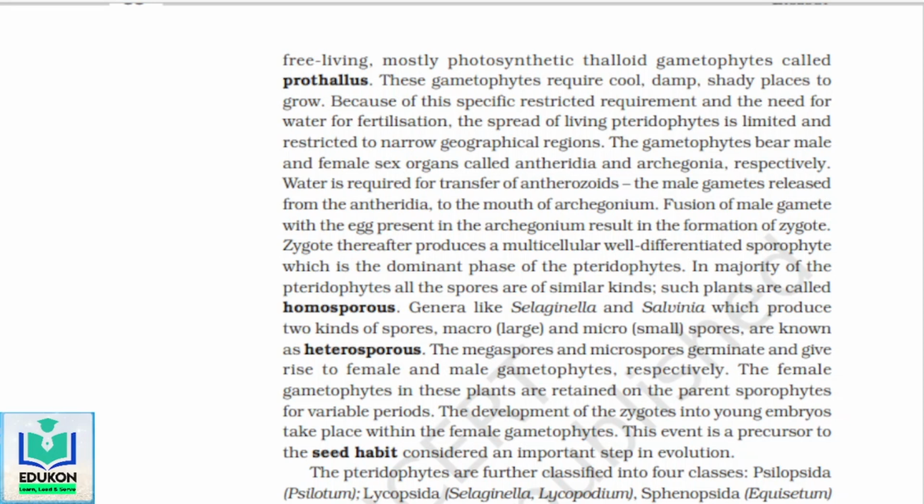The pteridophytes are further classified into four classes: Psilopsida, for example Psilotum; Lycopsida, that is Selaginella, Lycopodium; Sphenopsida, that is Equisetum; and Pteropsida, which include Pteris, Adiantum. So all these are examples of Pteridophytes.